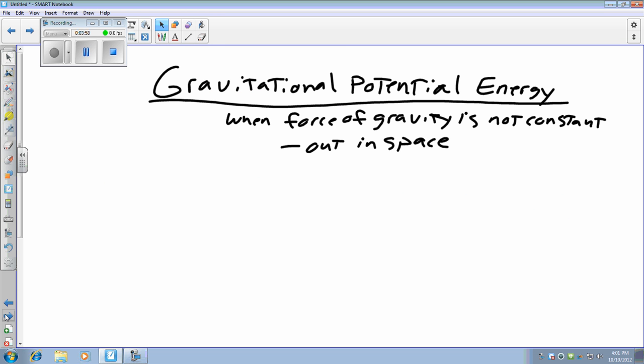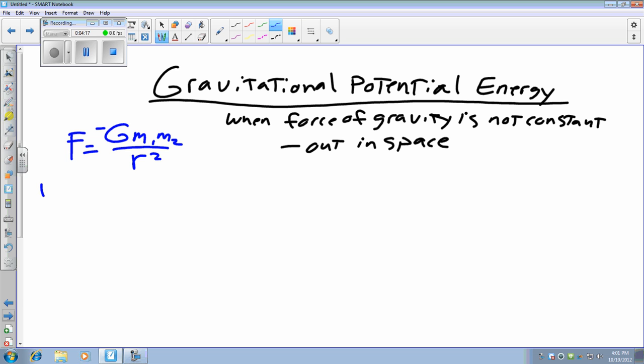Gravitational potential energy when the force of gravity is not constant, in other words, out in space. Now, if you remember correctly, Newton's law of universal gravity says F is equal to big G m1 m2 over r squared. And I think the book puts a minus in there. And here's the thing, negative forces attract. That's something we don't really emphasize a whole lot, but negative forces are attractive forces. They pull things together. So this is often written with a negative sign. Okay, so this is the law of universal gravity.